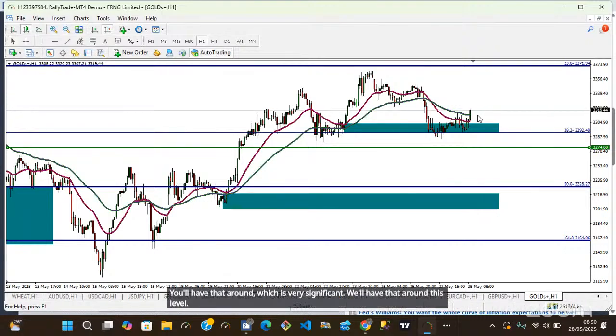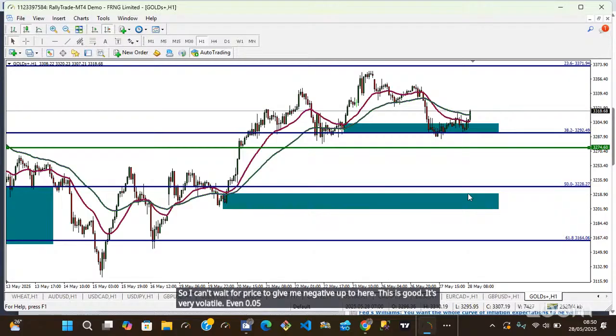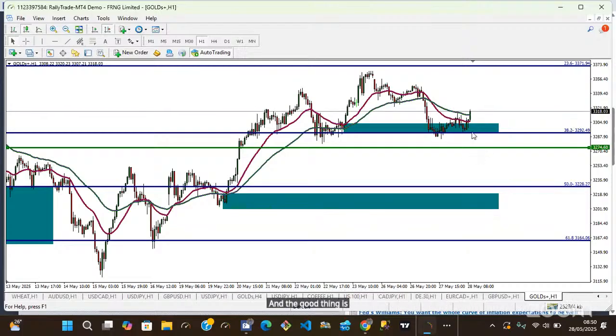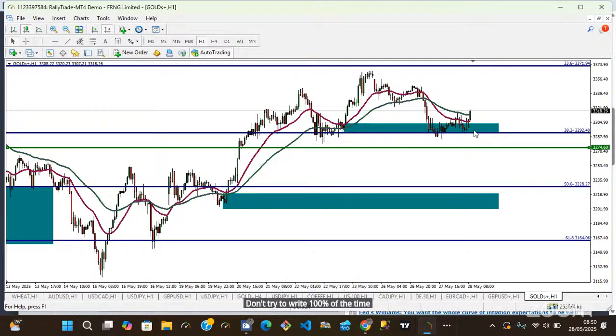So I can't wait for price to give me negative up to here. This is good. It's very volatile. Even 0.05 can kill somebody. So I would rather it takes me out here. If it gets here, I buy again. And the good thing is that the distance between here and here is very massive, so I will recover whatever I lost. So don't try to be right 100% of the time. Just follow your strategy, but have risk management in place.